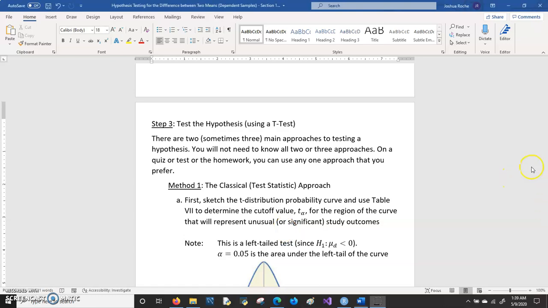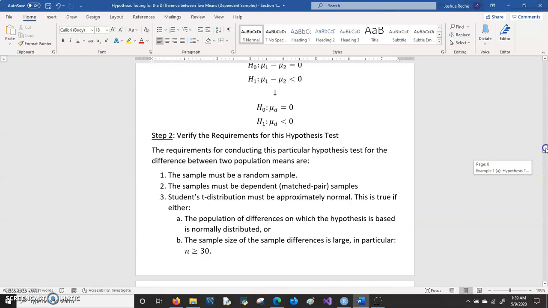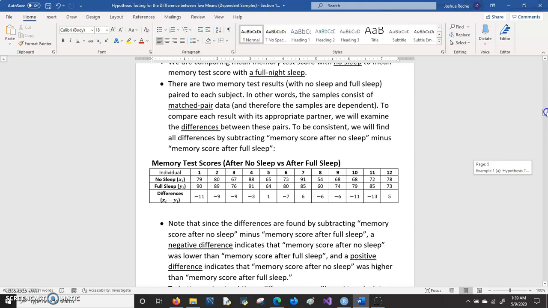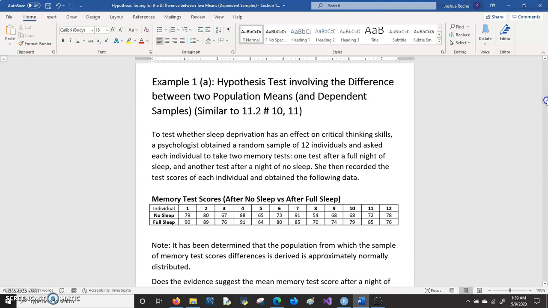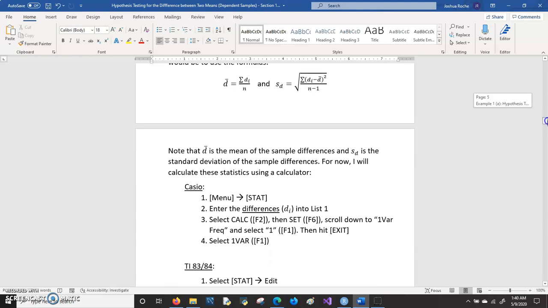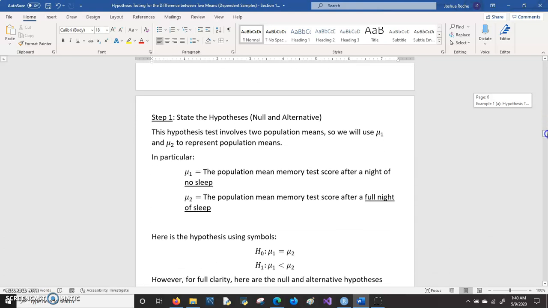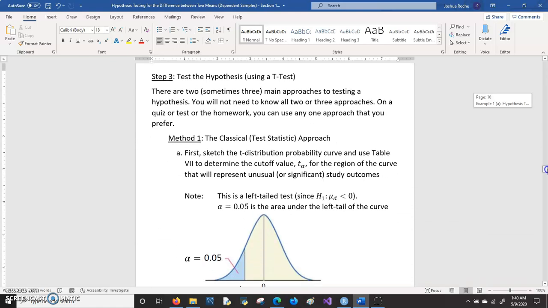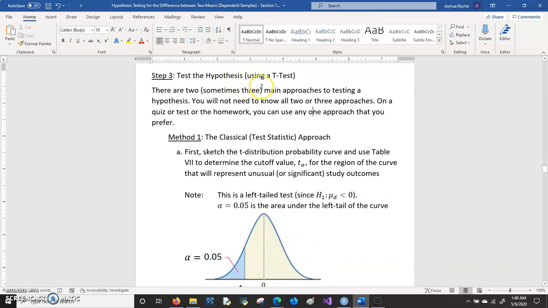In the last video, we took a look at this example of a hypothesis test involving the difference between two population means. This was the example looking at whether sleep deprivation affects a person's score on a memory test. We went through the summary of that study, stated the hypotheses and checked the requirements. Step 3 is to test the hypothesis, and this time we'll use a t-test.